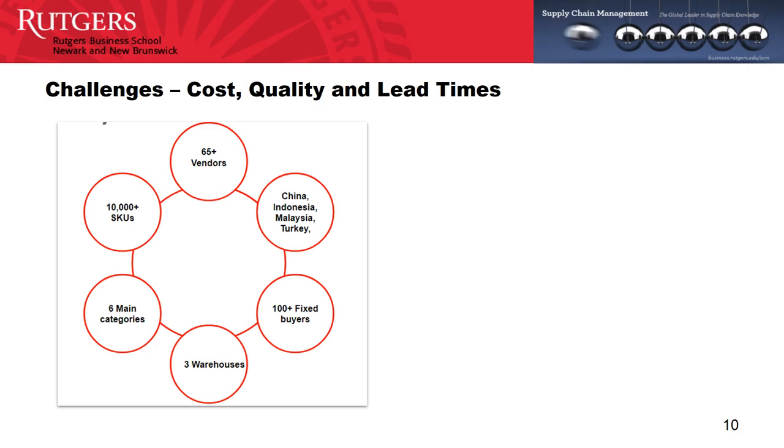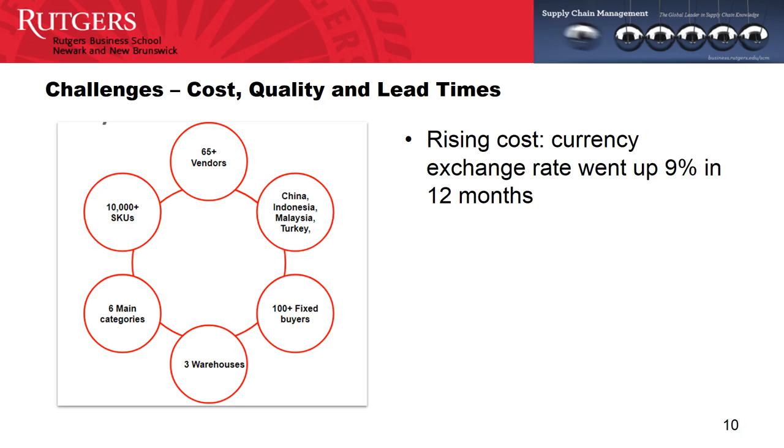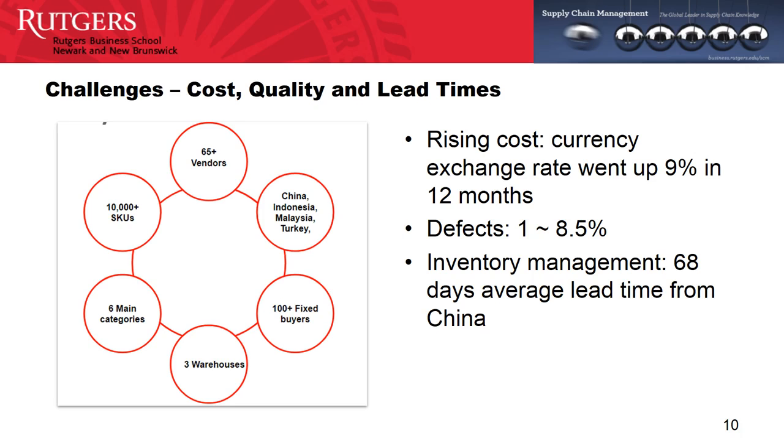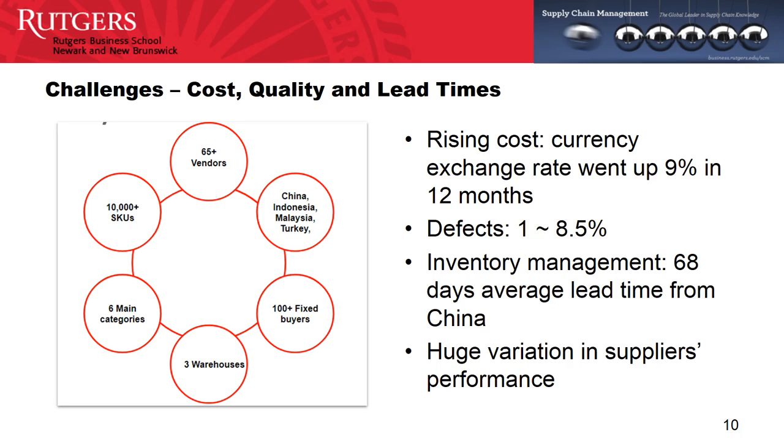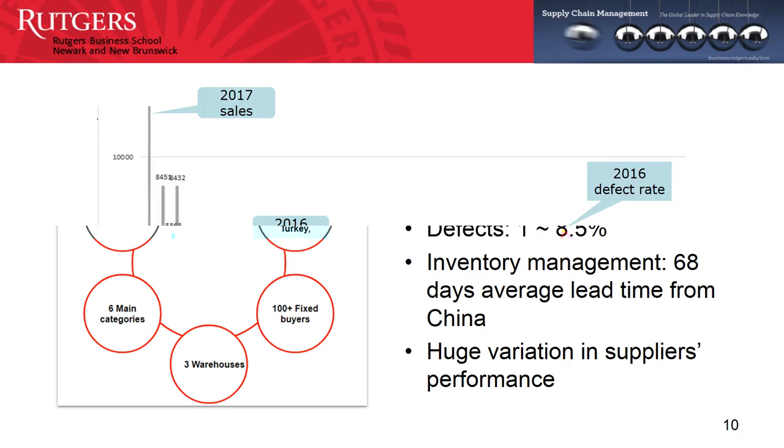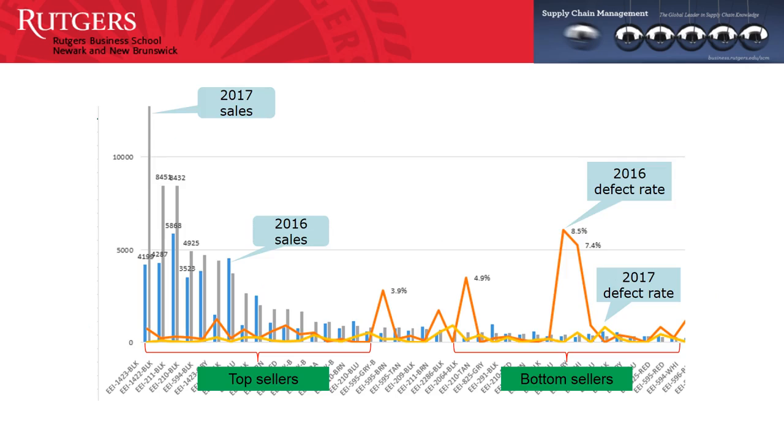However, global sourcing represents many challenges in controlling cost, quality, and lead time. Specifically, currency exchange rate may be uncertain. Quality and defects rates can be unstable. Lead time can be very long. For example, 68 days from China, which results in a significant inventory. And supplier's performance can vary significantly over time. Close monitoring of suppliers' performance and following up actions are critical to ensure smooth and high-quality supplies.